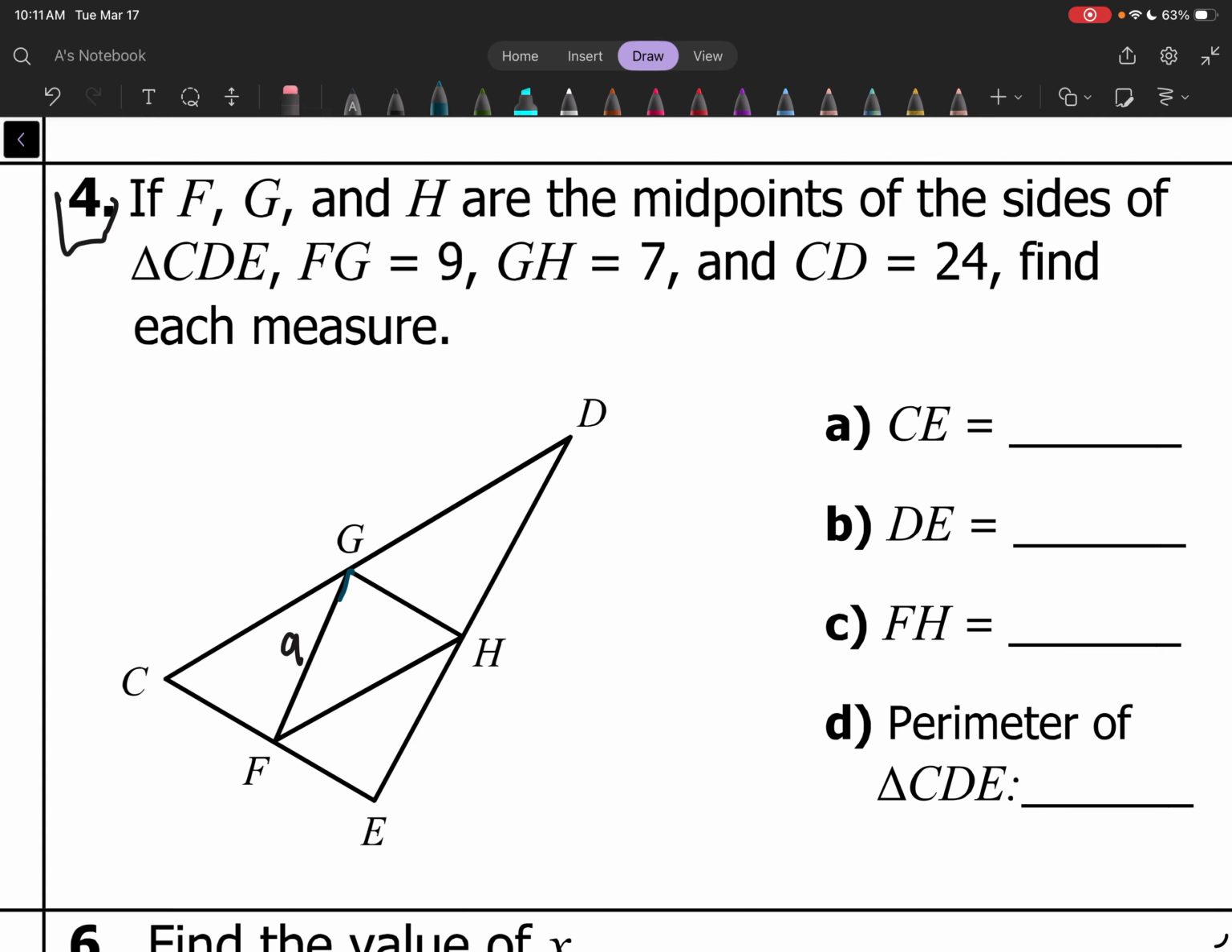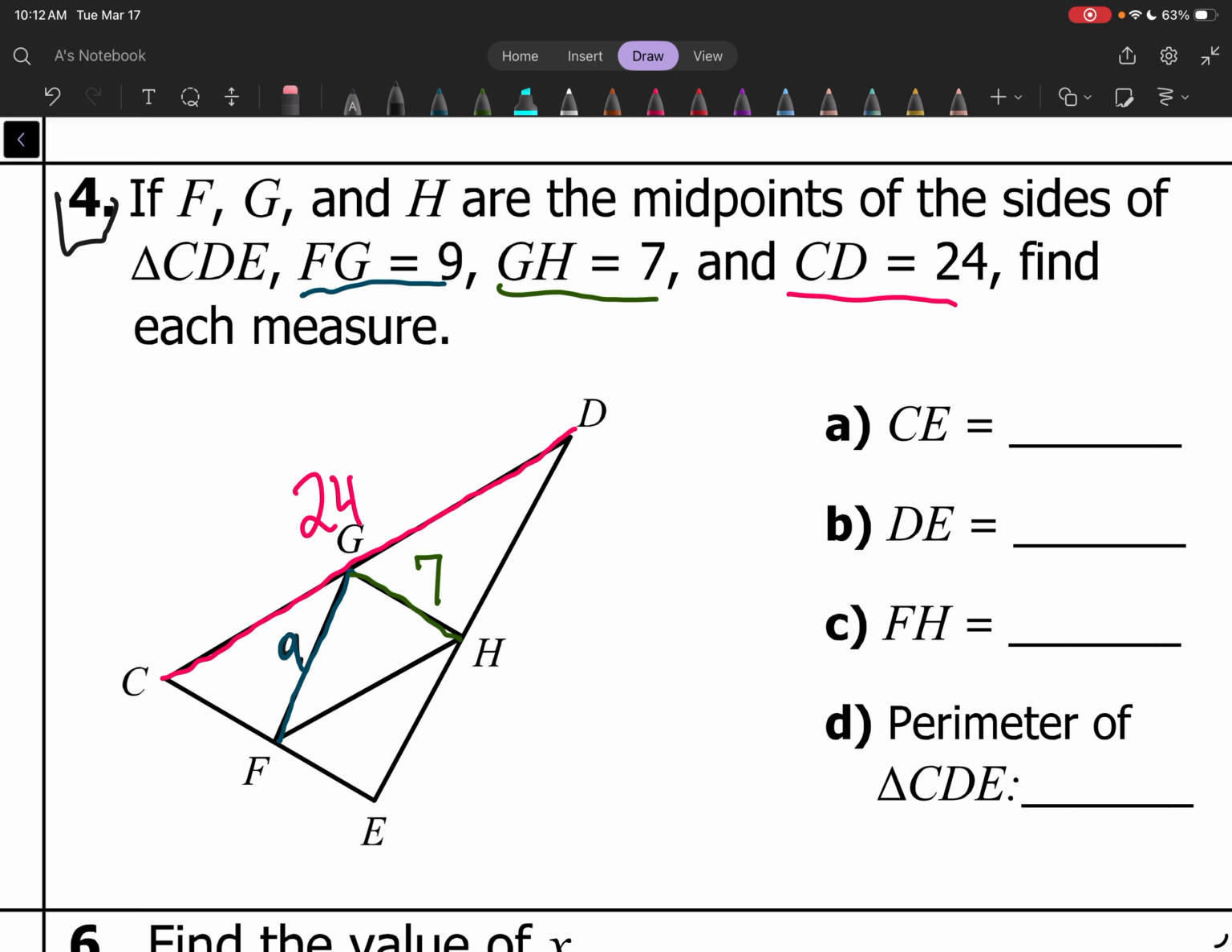let me do this in blue actually. GH is 7. And CD is 24. Find each measurement.